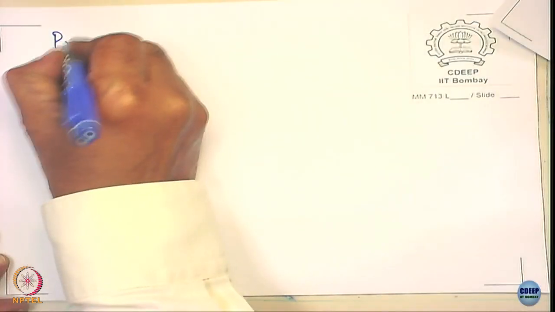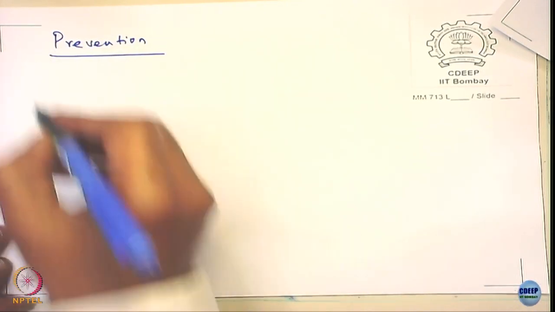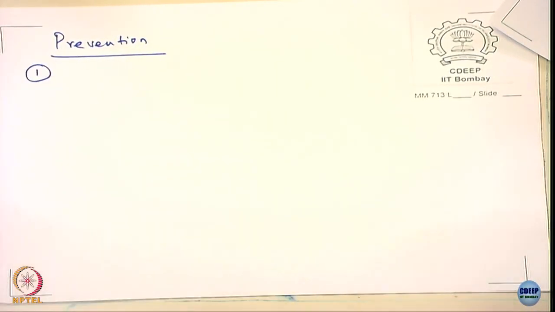The next thing that we need to be looking at is what is called prevention. You can now start your own things, right? Because you know the principles and mechanisms, you know the factors controlling crevice corrosion. So finding out preventive measures is not that difficult. First and foremost, you can look at the right alloy combinations.